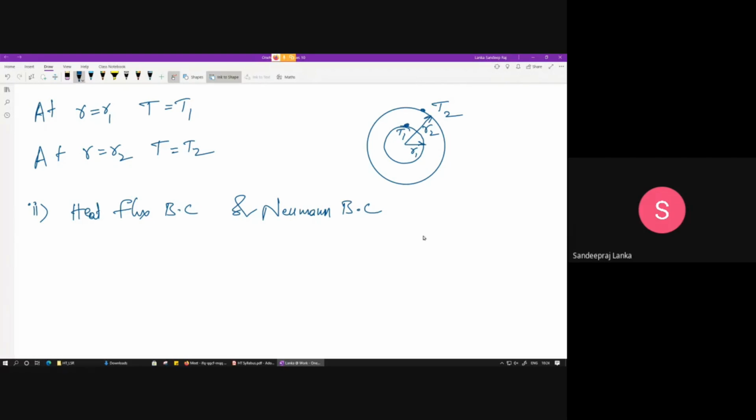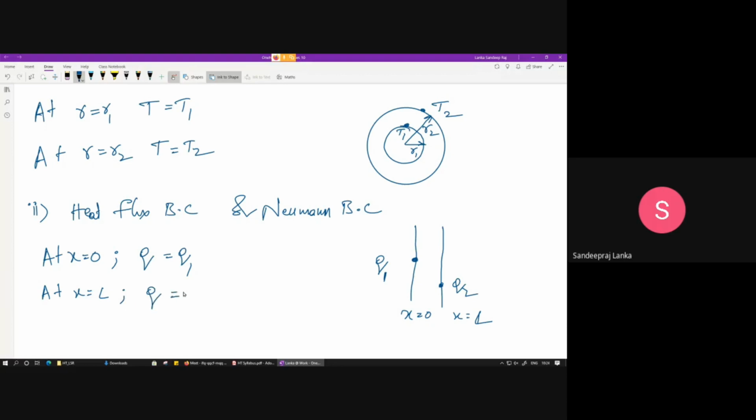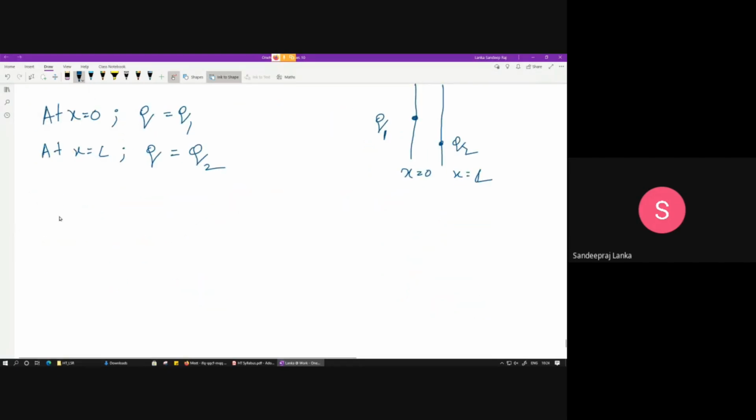In this, what happens is if you take a wall here, this is x is equal to 0 and x is equal to L. So what you define here is heat flux. You will say that there is so and so heat flux Q1 here, there is so and so heat flux Q2 here on the other side. So how you write this is, at x is equal to 0, Q is equal to Q1, and at x is equal to L, Q is equal to Q2. The same way you can write it for the cylinder and for the sphere also. That is the heat flux boundary condition.